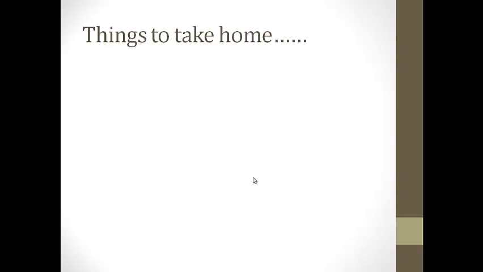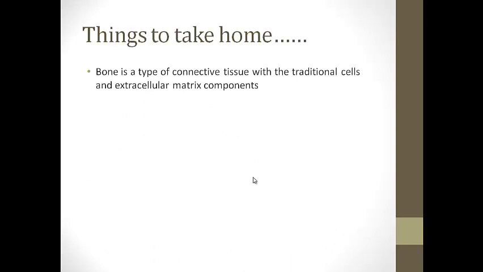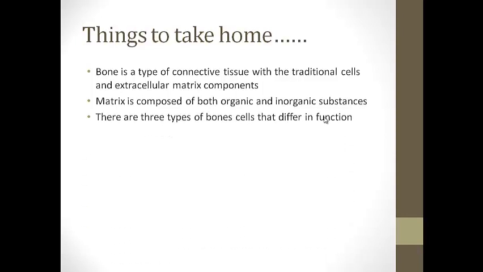In summary, bone is a type of connective tissue with all the components of connective tissue. It's got the cells and the extracellular matrix. In bone, the matrix is composed of organic and inorganic substances, organic being collagen and elastic fibers, and inorganic being calcium and other minerals. There are three types of bone cells that differ in structure and function, so make sure you know all three types: the osteoblasts, the osteocytes, and the osteoclasts.